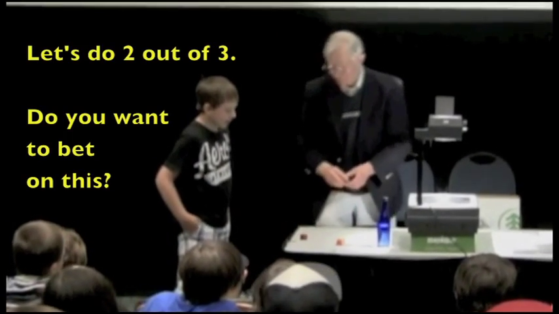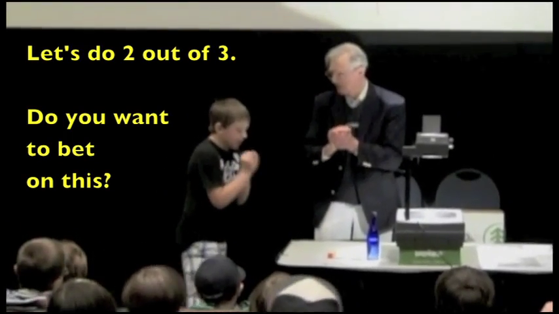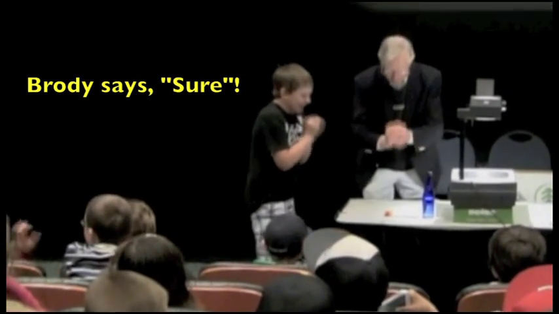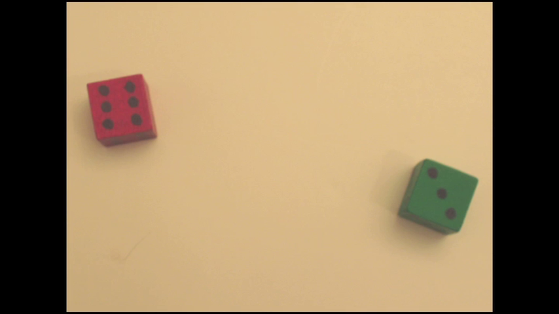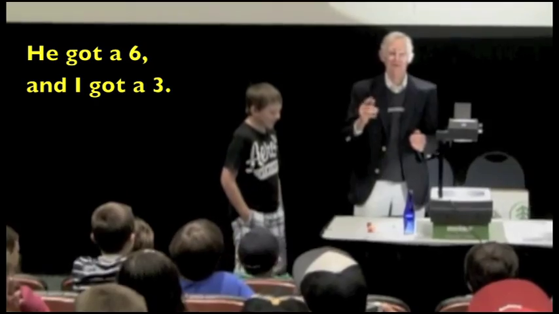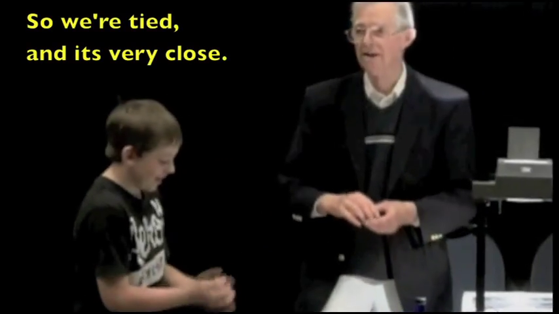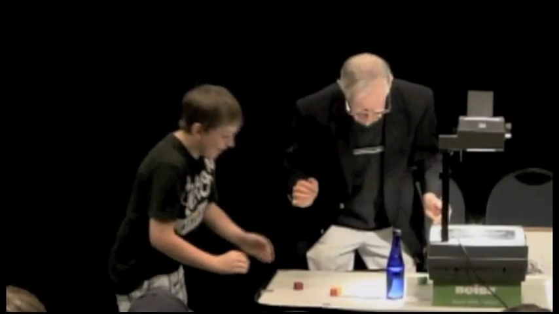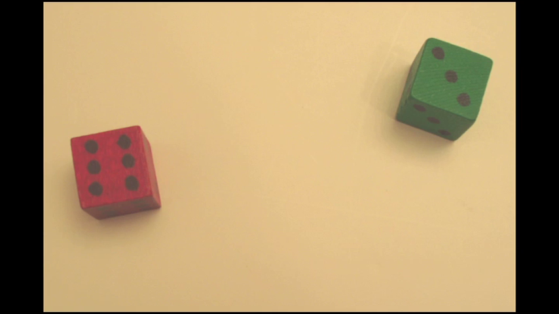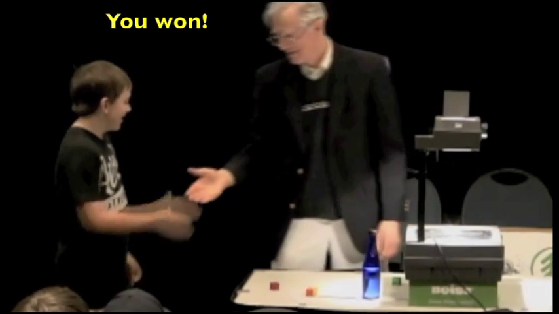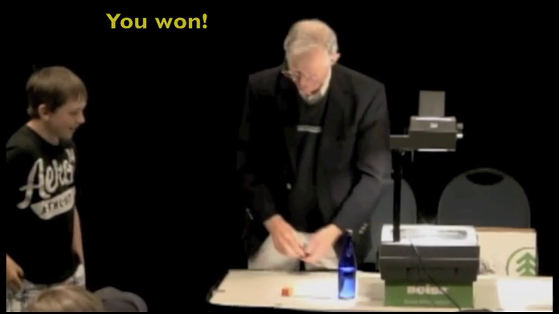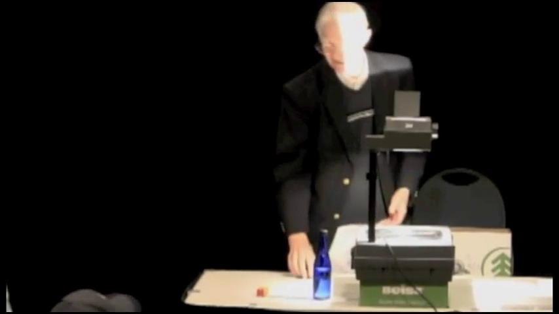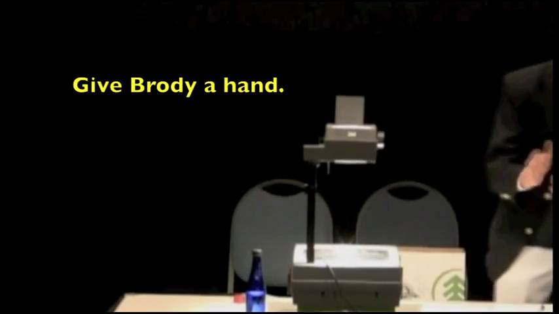Let's do 2 out of 3, right? You want to bet on it? Brody rolled a 6 and won the second round. You got a 6 and I got a 3. So it tied. Brody rolled a 6 again and won 2 out of 3 rounds. You won. Nice. Let's give Brody a hand.